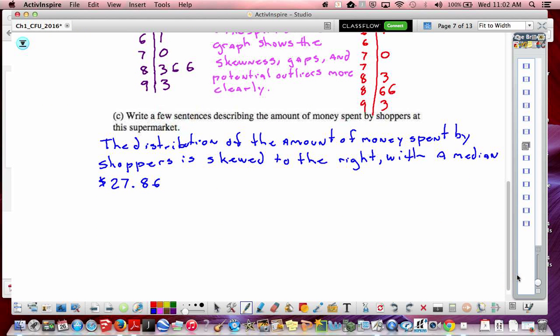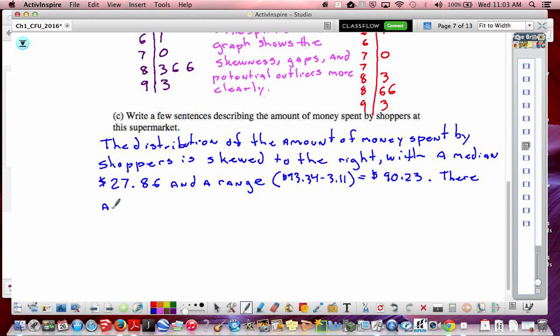$27.86 for the median, and a range. Again, max minus min, so I'll even do that for you. $93.34 minus $3.11 of $90.23.